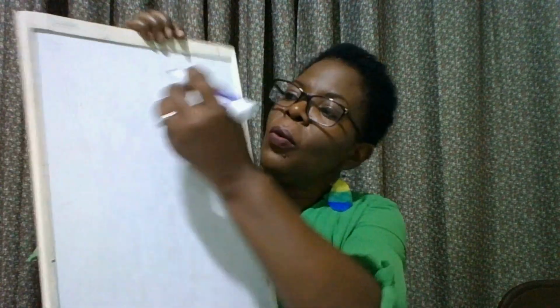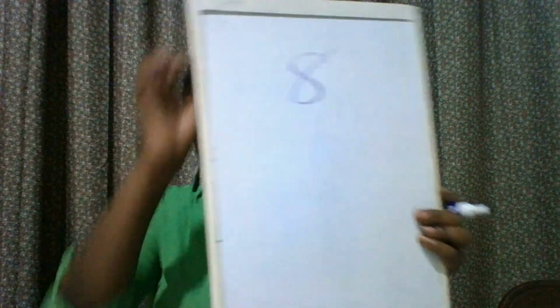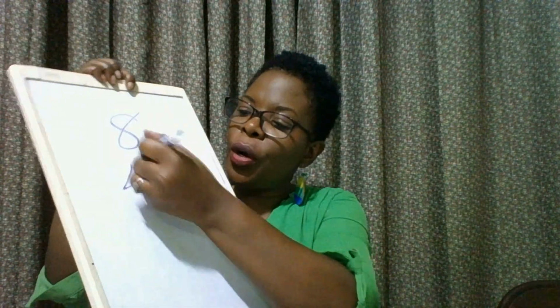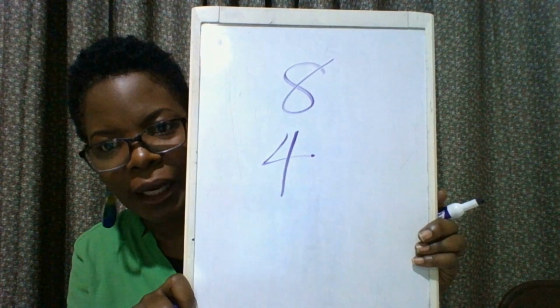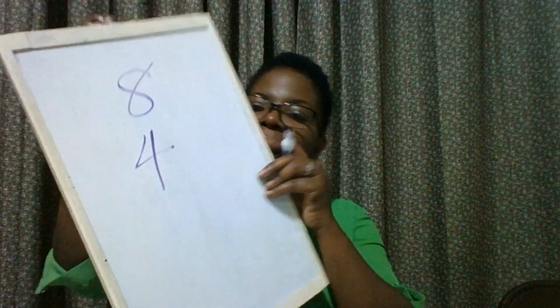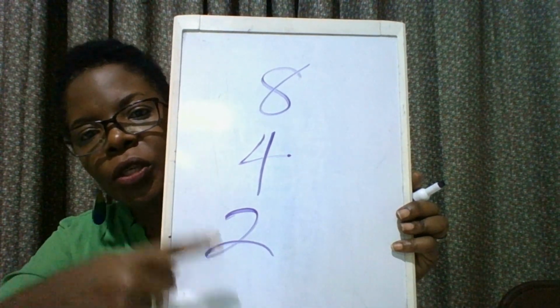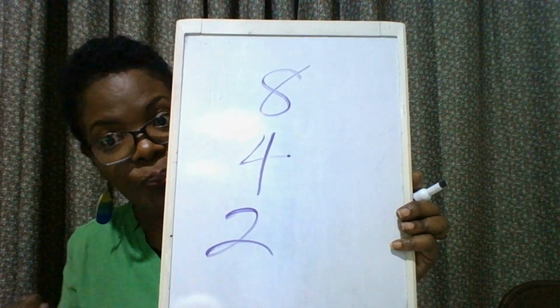Let's find a quarter of 8. How much is half of 8? We have 8. How much is a half of 8? A half of 8 is 4. So how much is a half of 4? A half of 4 is 2. So we say a quarter of 8 is 2. A quarter is half of a half.